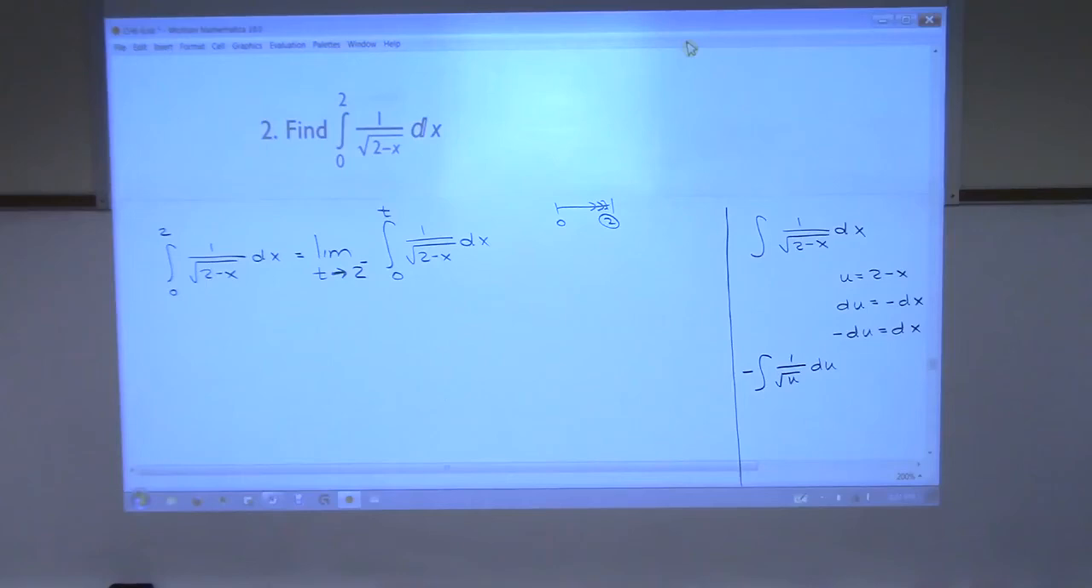You don't need to do the domain. I just wanted to illustrate that I can't just say that this has a discontinuity at a single point. There's actually an infinite number of places where this function falls apart, right? Anything from 2 to the right is going to be a problem.